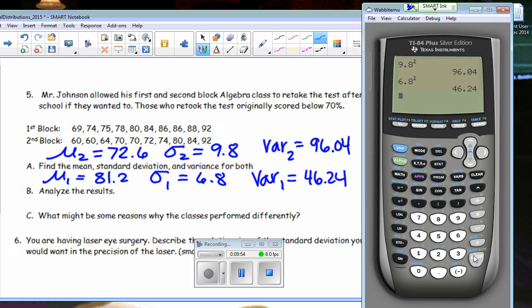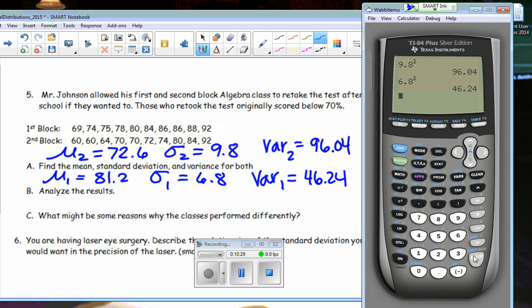Who did better, block 1 or block 2? Say it again. Well, block 1 has a higher mean and a smaller standard deviation. When the standard deviation is small, that means that most people are around the mean. They're clustered. That's a good thing. We want a small standard deviation. When we have a big standard deviation, that means they're very spread out and they're all over the place. Okay? So block 1 did better. Did I write that backwards, by the way?